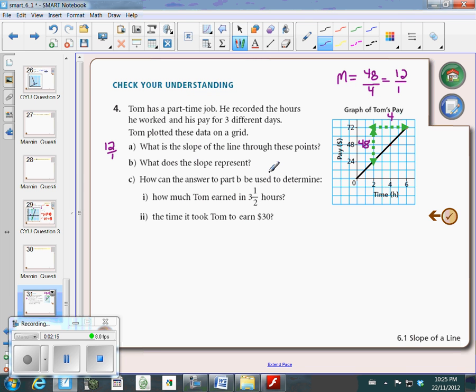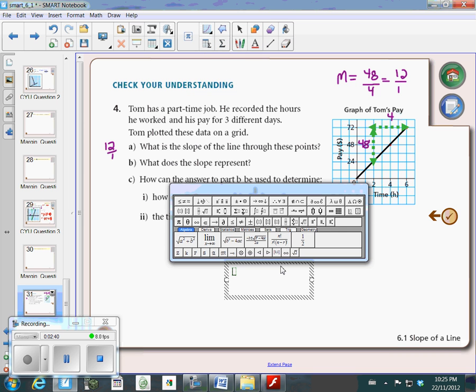What does the slope represent? Well, it represents the rise over run, we know, but now we have a situation. The situation compares the rise of pay versus the run of time. So what could we say is the meaning of this 12 over 1? So think about that for a second. Think about that. What are you thinking?